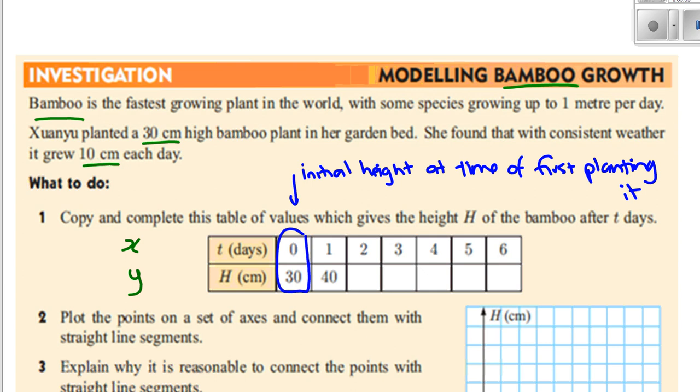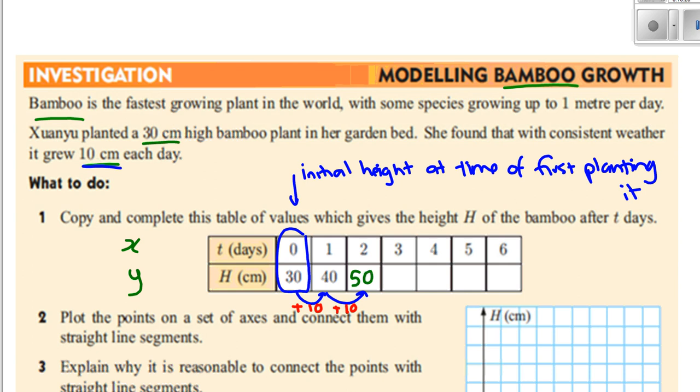After 1 day, of course, it's gone up by 10 centimeters, because according to our question, it grew 10 centimeters each day. So when she first planted it, it was 30 centimeters high. Then after 1 day, 40. How high would it be after 2 days? It's a linear function, so we're going up by the same amount each time. Plus 10, and so on. What would it be? That's right, it would be 50 after 3 days.